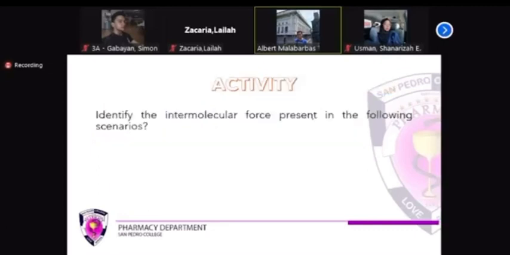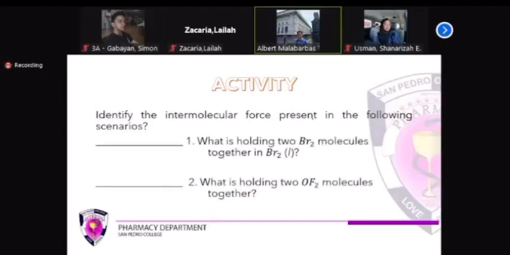Okay? So that is it. Let's have an activity. The question here is, what type of intermolecular force is present in the following scenario? For number 1, what is holding two Br2 molecules? Br2, a diatomic gas, is non-polar. So two non-polar molecules, this is what we call London forces or the dispersion effect.